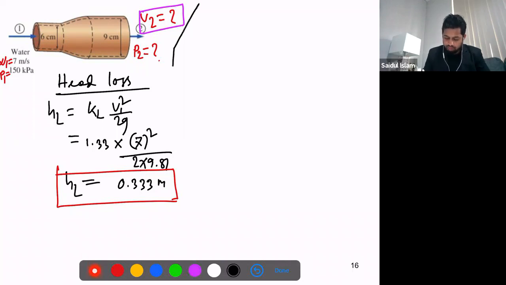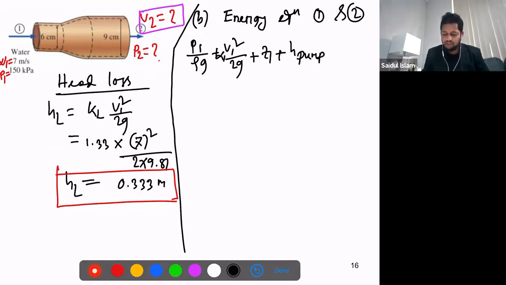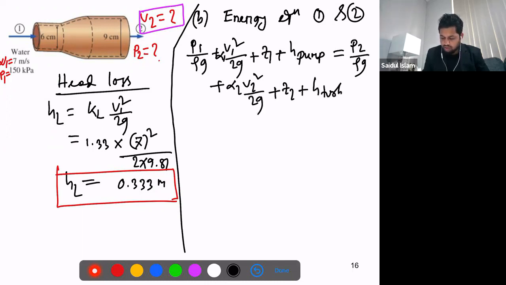So when we answer the second part of this problem, let's use the energy equation between section one and two. It is P1 over rho g, plus alpha 1 V1 squared over 2g, plus J1, plus the pump head, equal to P2 over rho g, plus alpha 2 V2 squared over 2g, plus J2, plus the turbine head, plus the HL. This is basically the energy equation. In this case, do we have any mechanical devices, like a fan, turbine, pump? We don't have anything, so we do not need to write it.